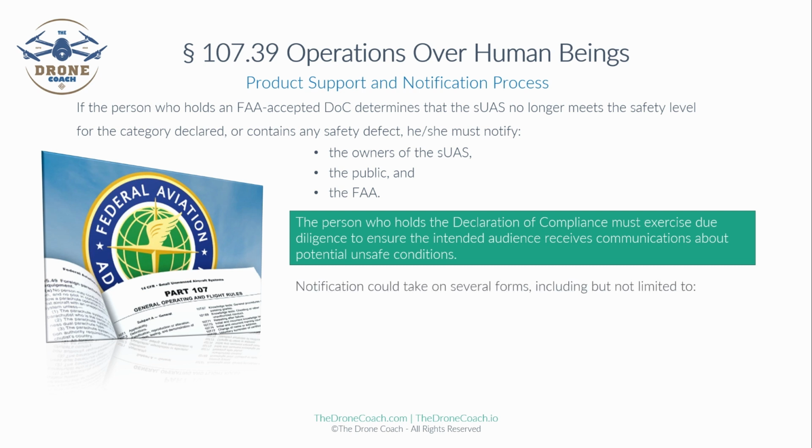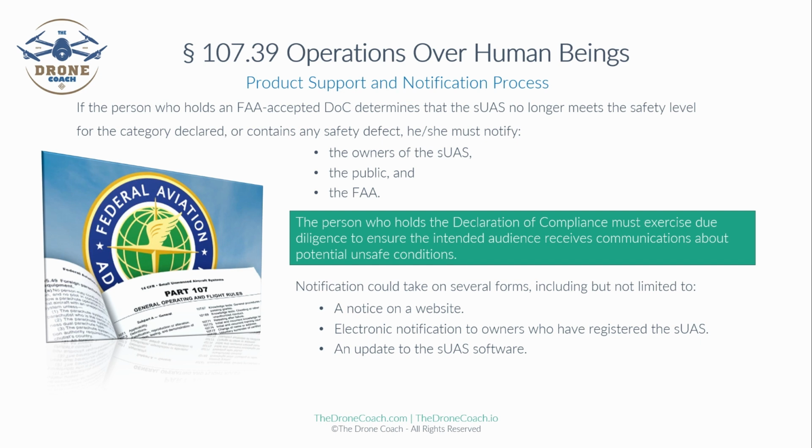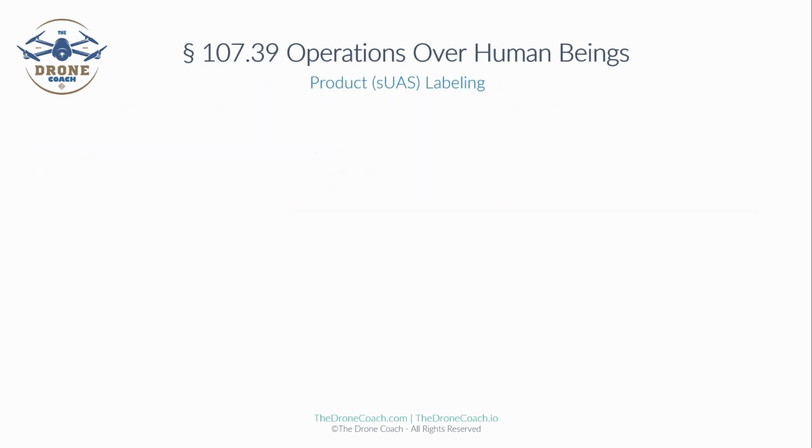Notification could take on several forms, including but not limited to a notice on a website, electronic notification to owners who have registered the SUAS, such as email, an update to the SUAS software.